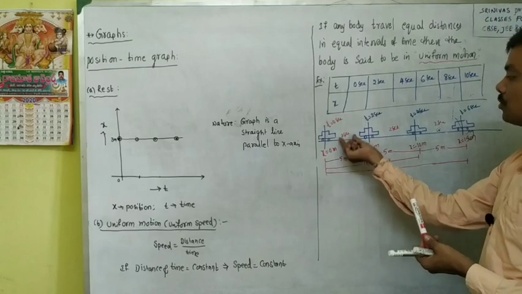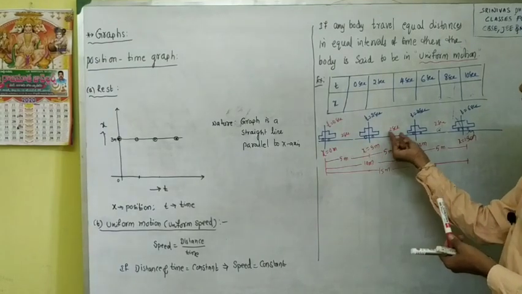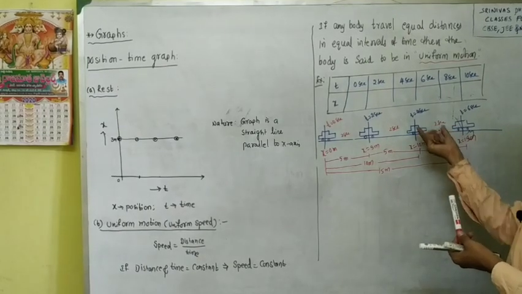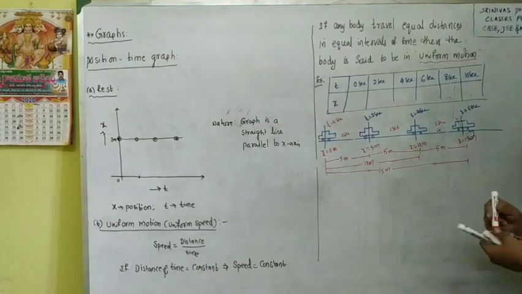Time is 2, 5 by 2, 2.5. Here the distance for this interval is 5, time 2. Again the distance is 5, time 2. The distance over time is always the same, which means the speed is always the same. That means this car is moving with uniform speed.